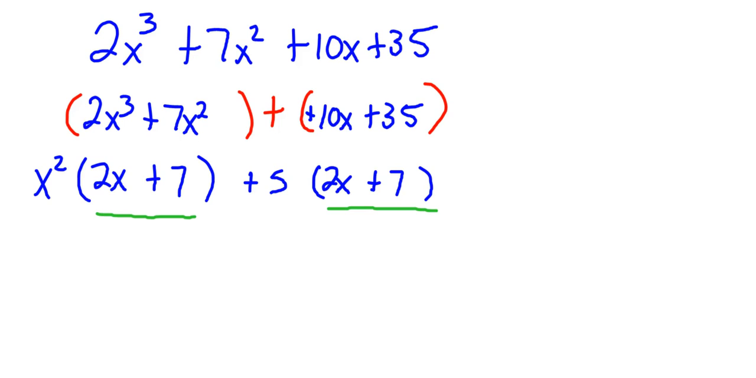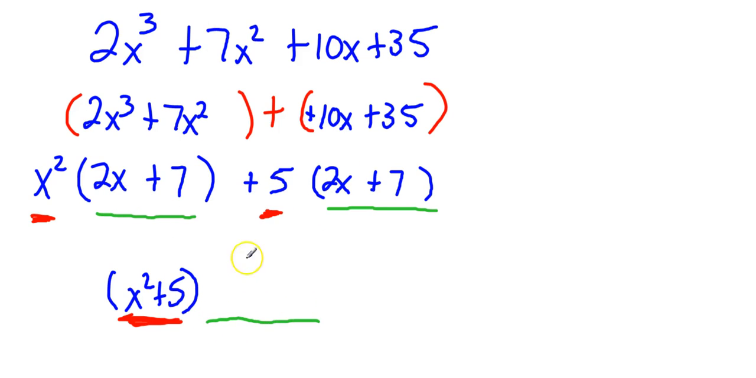All right, and then what we've got from there is whatever you took out, the greatest common factor part of it. Those two things are going to go in one set of parentheses. Make that x squared plus 5. And then the other common parentheses you have with the 2x plus 7, that's just going to hang out behind it there.